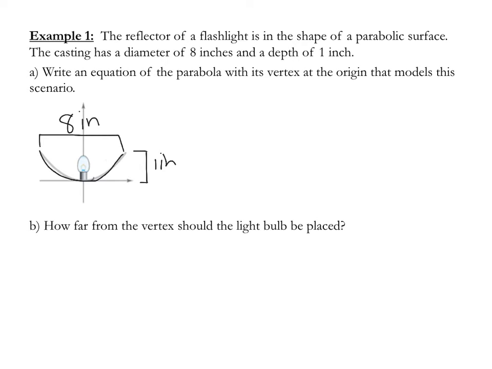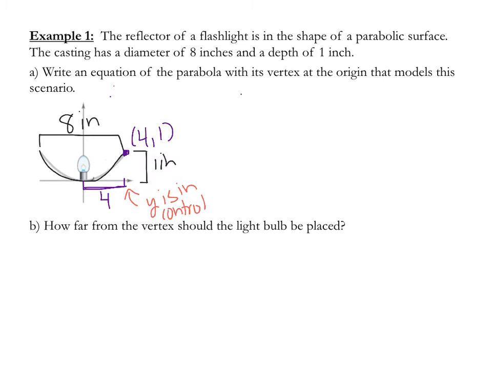But what I can figure out is the coordinates of this point over here. I know that that point would go over half of the diameter. That's actually the radius, quote unquote. So that would be over 4 and up 1. So now I have a coordinate and I know what direction this is facing because it's facing up. That tells me I want to use the equation where y is in control.